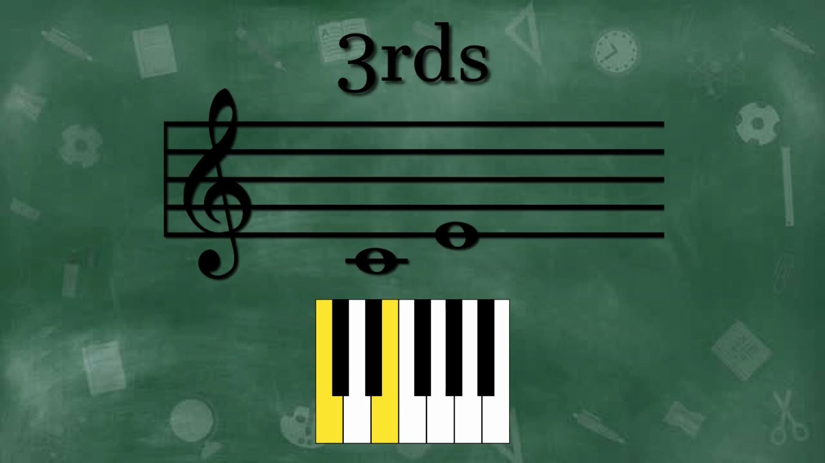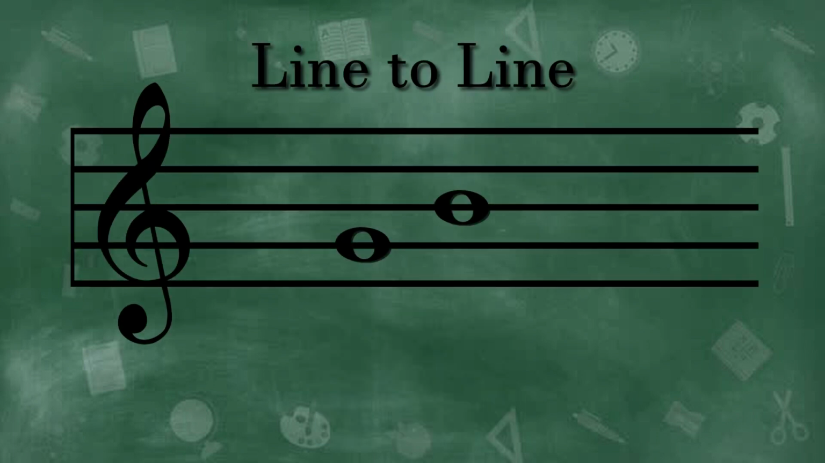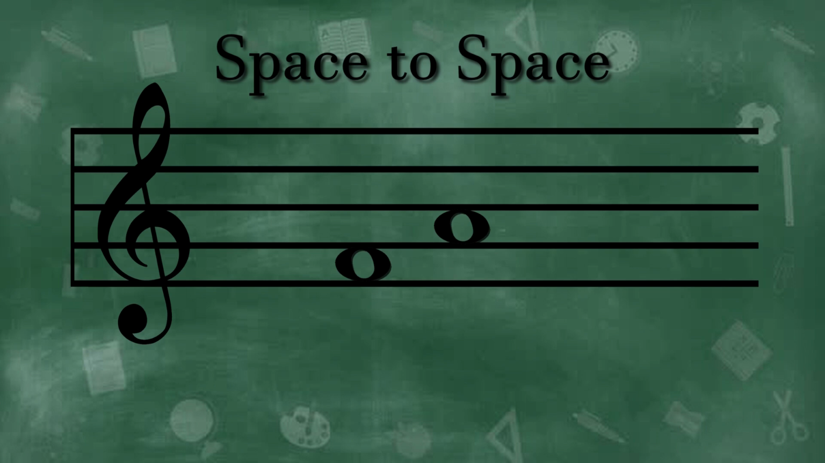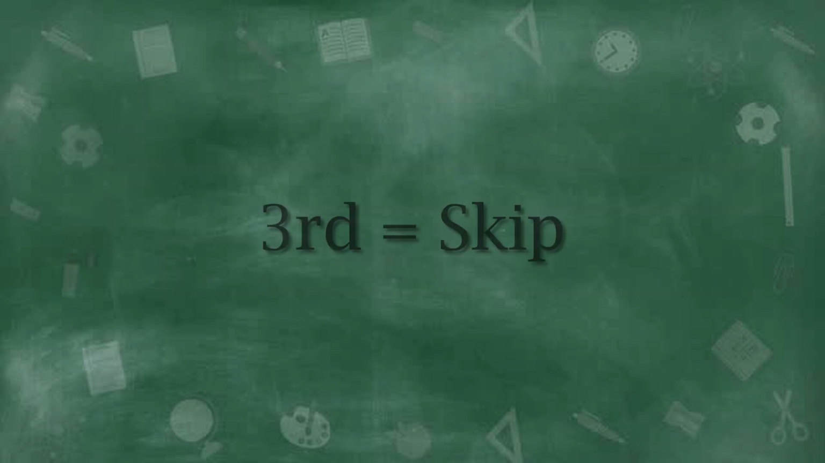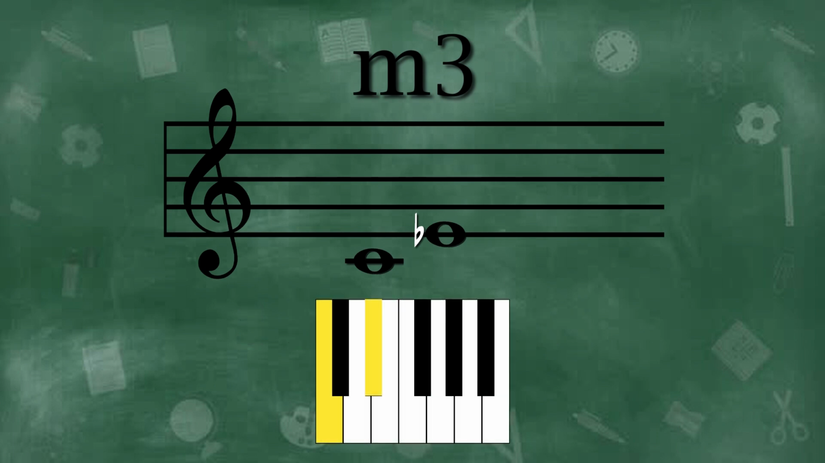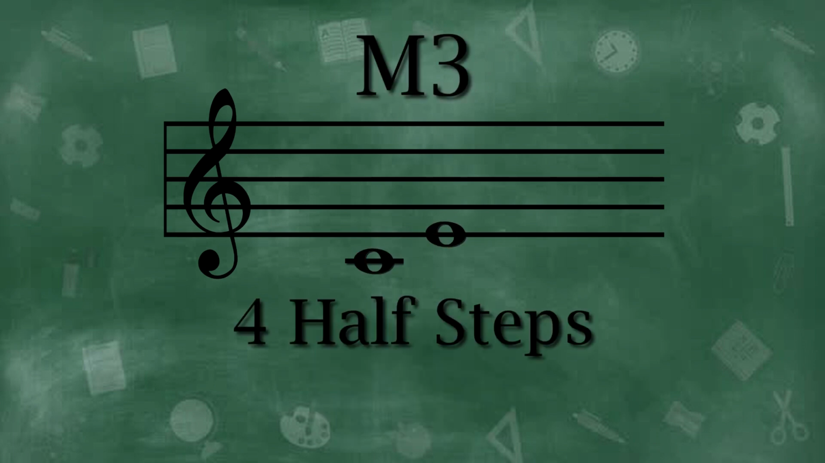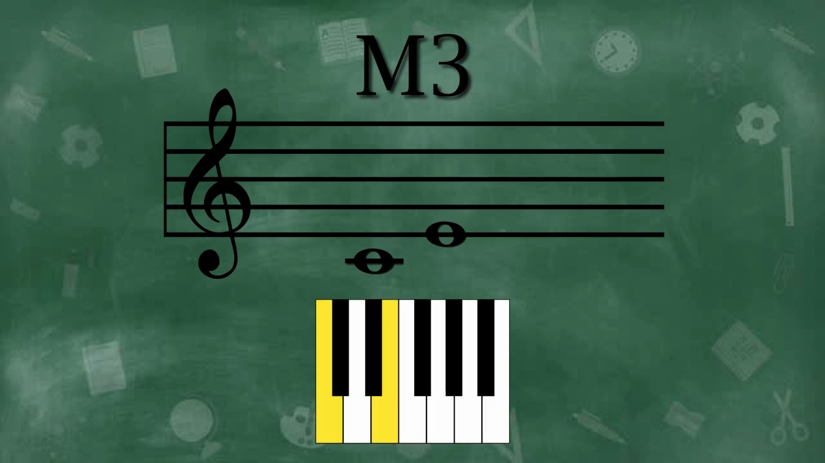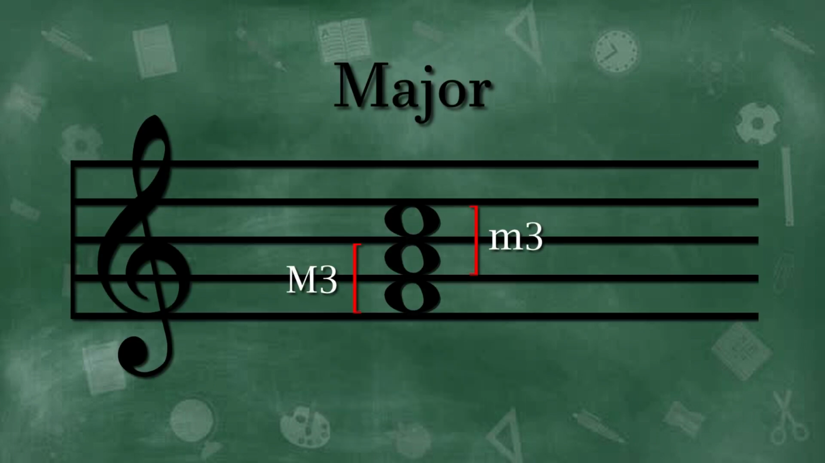Thirds span 3 steps on the staff. A third either moves from one line to the very next line, or a space to the very next space. Another name for a third is a skip. A minor third has 3 half steps. An example, C to E flat. A major third has 4 half steps, C to E. The minor and major third intervals are the building blocks of all chords.